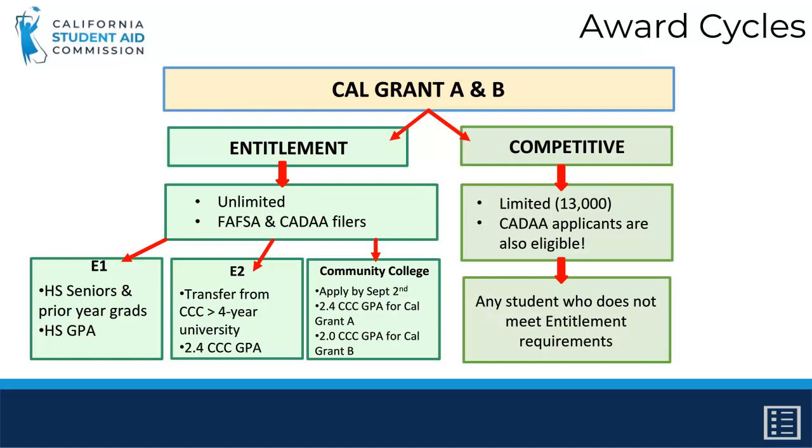As a result of this new entitlement award, the number of competitive awards is greatly reduced. So what is a competitive award? This award is a Cal Grant that is awarded based on a scoring matrix. Unlike entitlement awards, competitive awards are limited. Generally speaking, any student who is not awarded a Cal Grant entitlement will be considered for a Cal Grant competitive award. Whereas the competitive cycle used to be processed for both the March 2nd and September 2nd deadlines, moving forward, competitive students will only be considered if they apply by March 2nd.